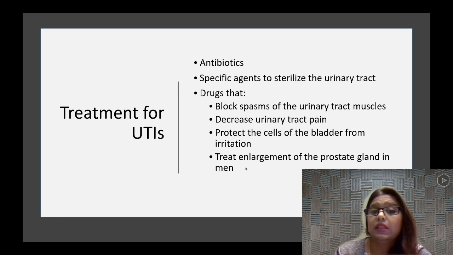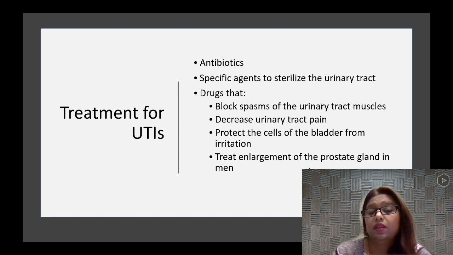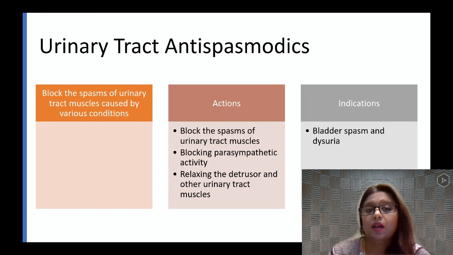And if it's a male patient and they have an enlarged prostate, we have to make sure that any benign prostatic hypertrophy is treated separately, right? Okay, urinary tract antispasmodics are medications which we give to reduce urinary tract spasms. One of the medications is oxybutynin, all right?